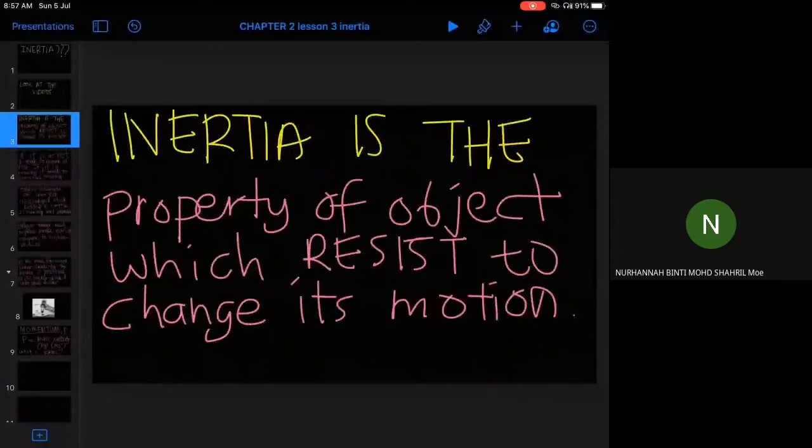So bika tu tadi berada dalam keadaan stationary. So it resists to change. Dia tidak mahu berubah. So kedudukan asal dia adalah stationary, maka it tends to maintain stationary. Faham tak? So bila kita tarik kertas yang ada dekat bawah dia, so dia resist to change. That's why dia maintain pada kedudukan dia.